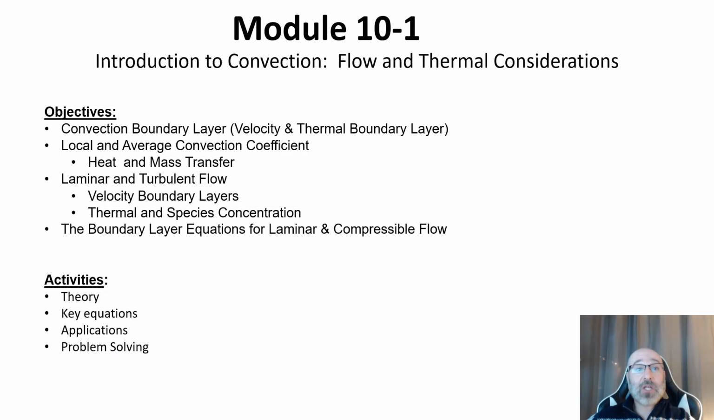For our first section, Module 10.1, we're going to begin Chapter 6 with an introduction to convection, looking at flow and thermal considerations. Within this module, we'll look at the convection boundary layer, both the fluid and thermal boundary layers, and talk about the local and average convection coefficient for heat and mass transfer. Then we'll get into laminar and turbulent flow, looking at velocity boundary layers and thermal and species concentration. Last, we'll get into the boundary layer equations for laminar and compressible flow.